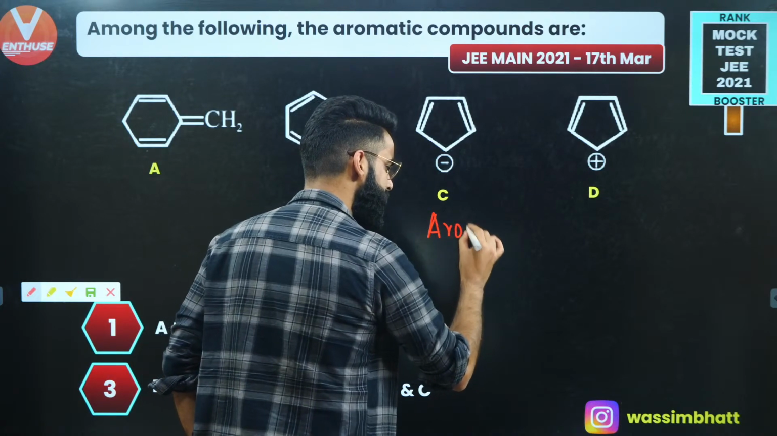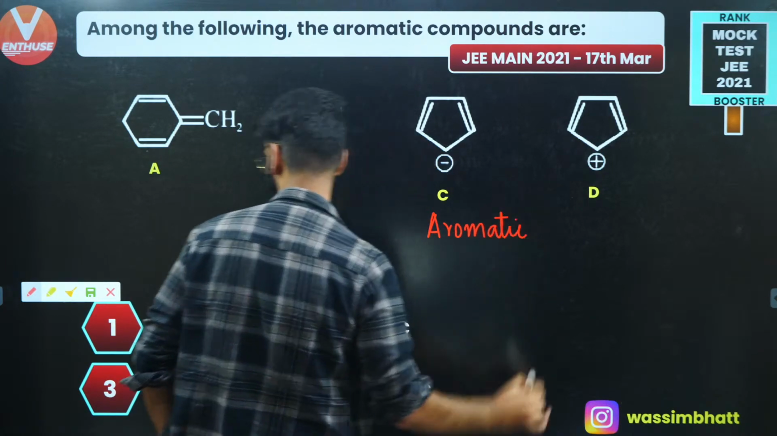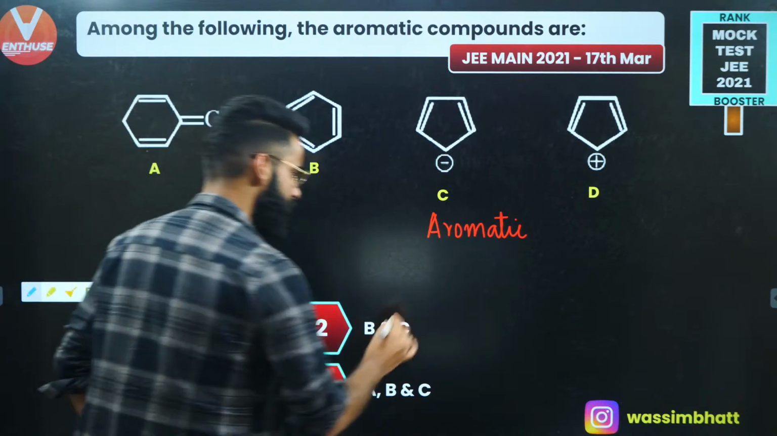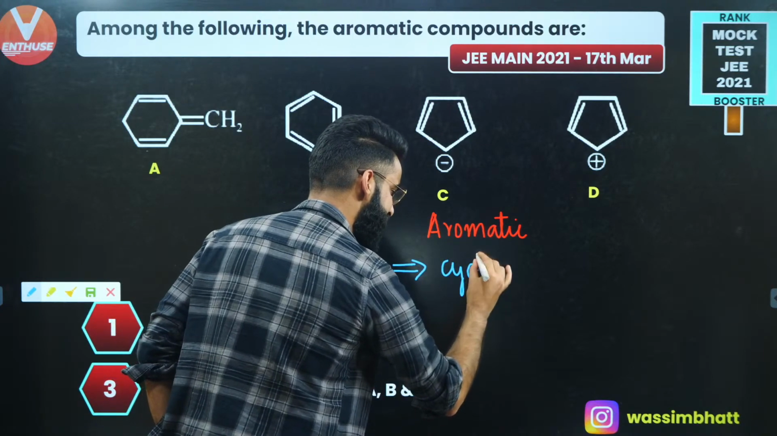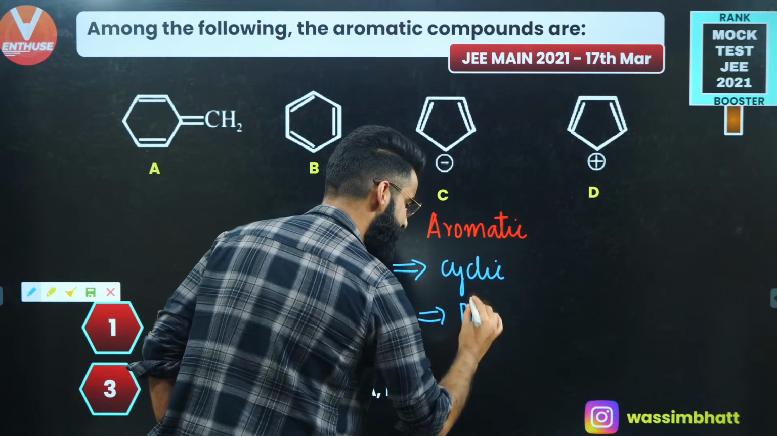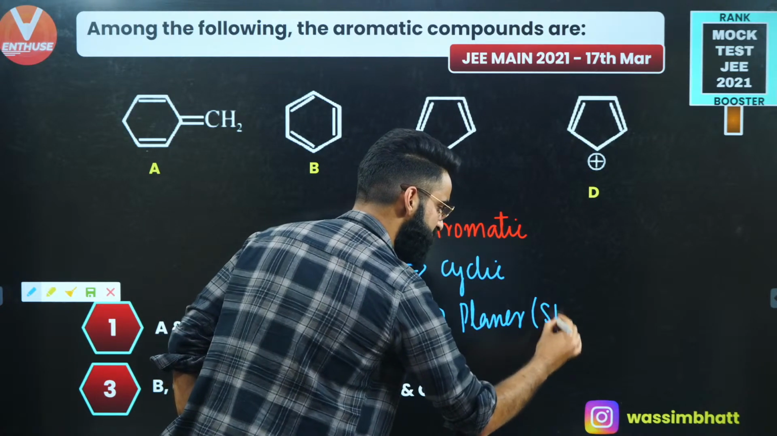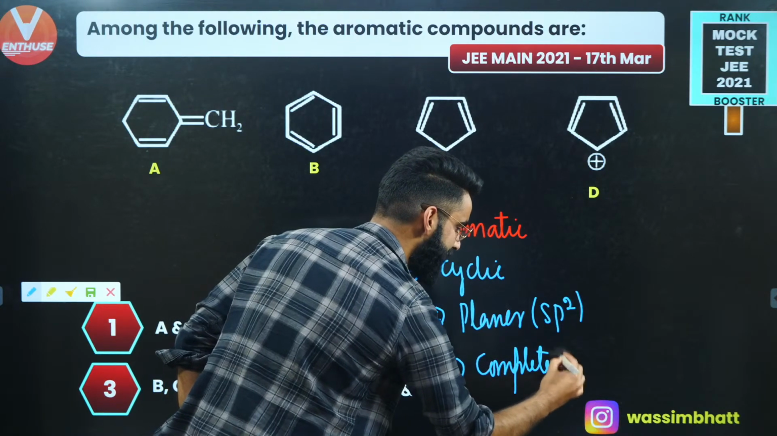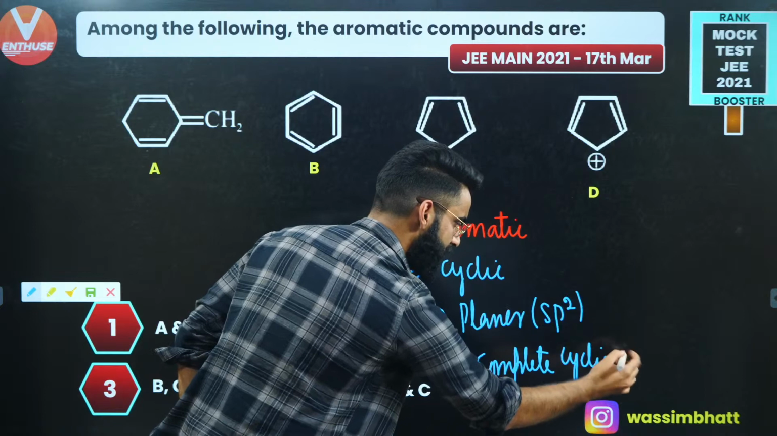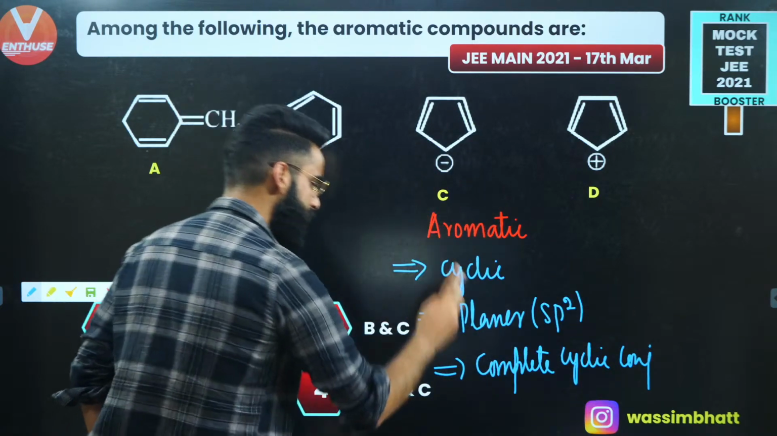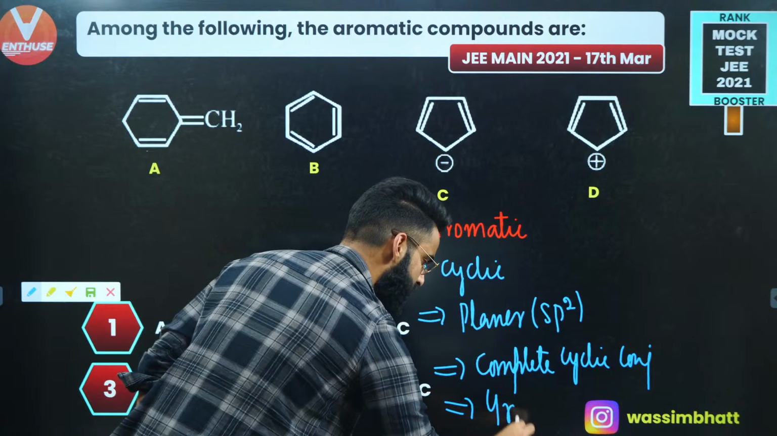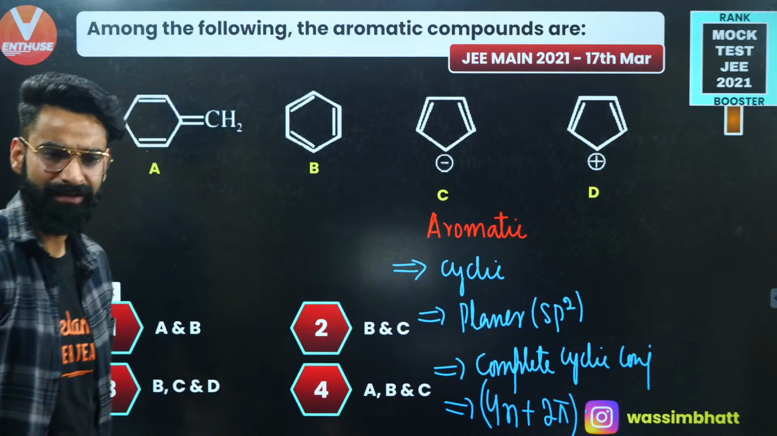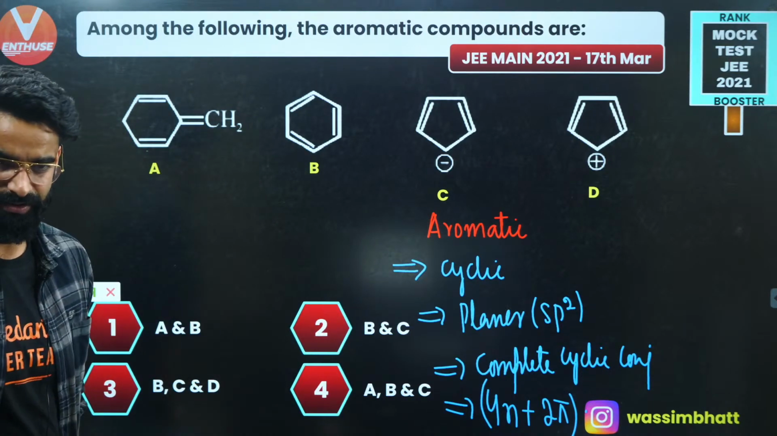For the molecule to be aromatic, three conditions must be satisfied, and only then can we call it an aromatic molecule. Point number one, the molecule must be cyclic, the molecule must be planar, that means all the atoms in the molecule should be sp2 hybridized, and there should be complete cyclic conjugation. At the same time, the molecule should follow Huckel's rule. That means the molecule should have 4n plus 2 pi electrons involved in the cyclic conjugation.